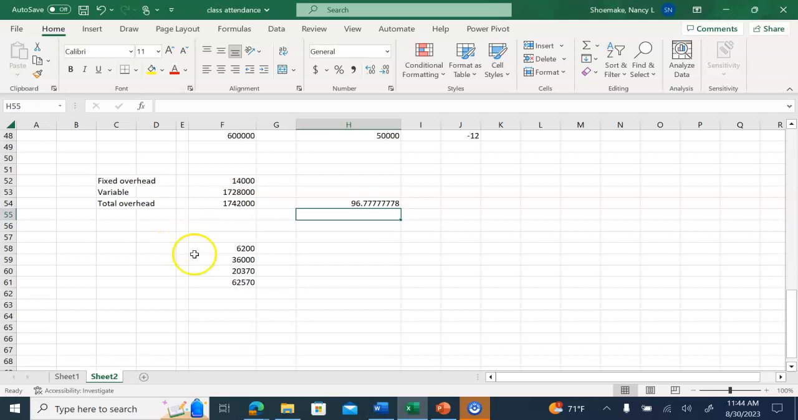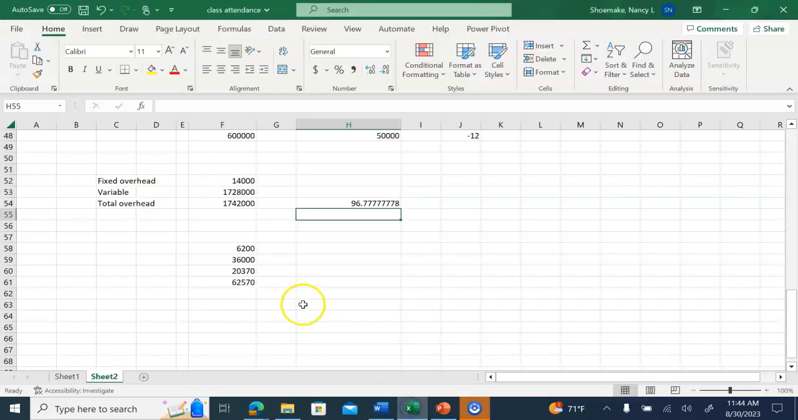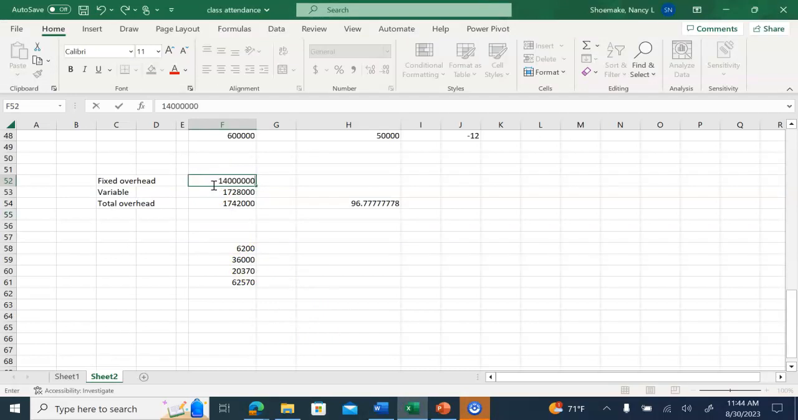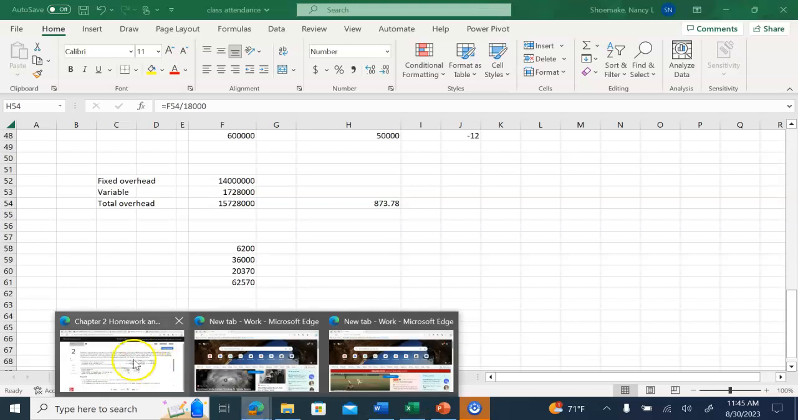$15 estimated overhead. We've got the 14 million, right? 18,000 times 96. 14 million. This should be 18,000 times 96. Okay, that looks more like it. That looks like it's 873.777 or 873.78. Right? Makes sense? 873.78.